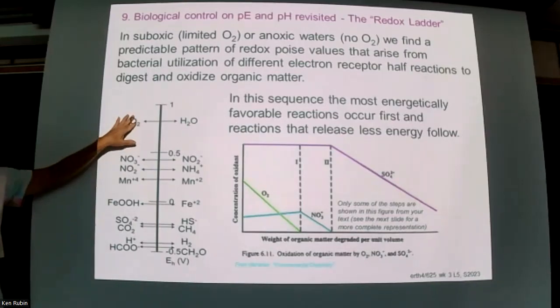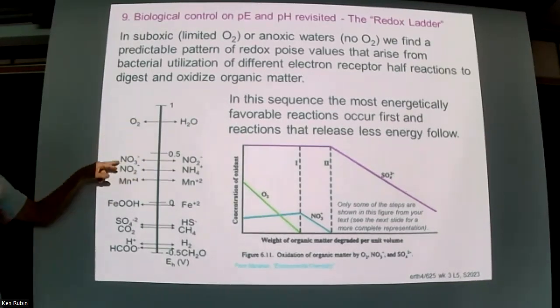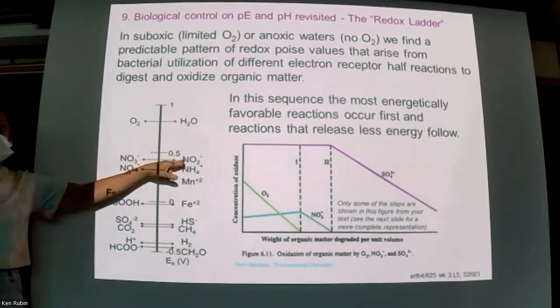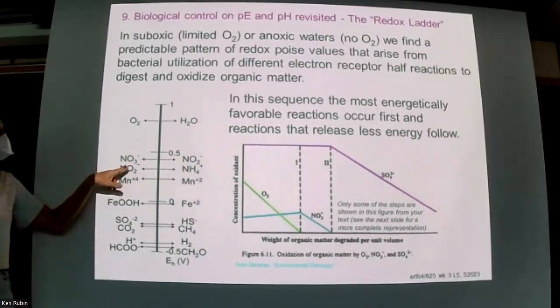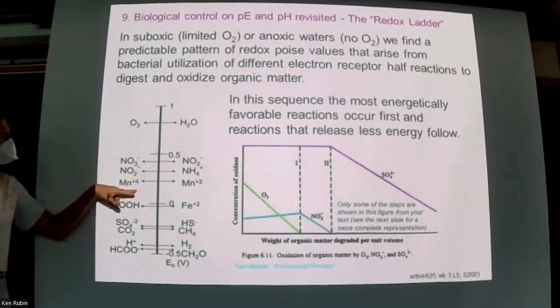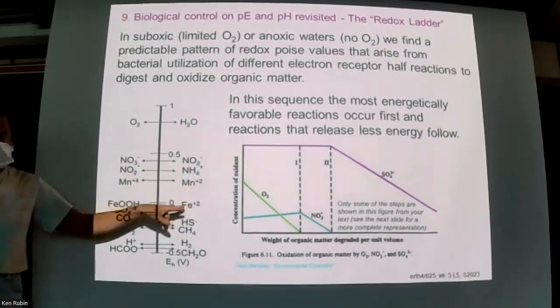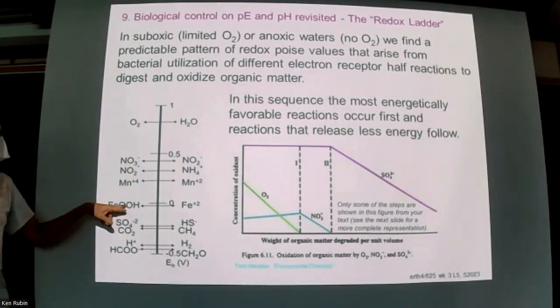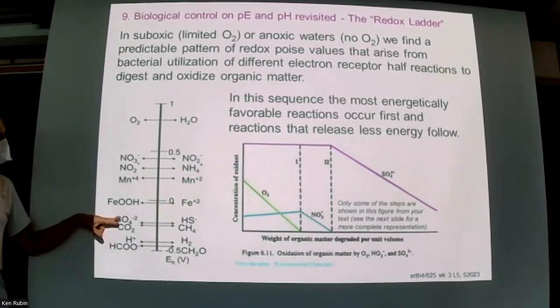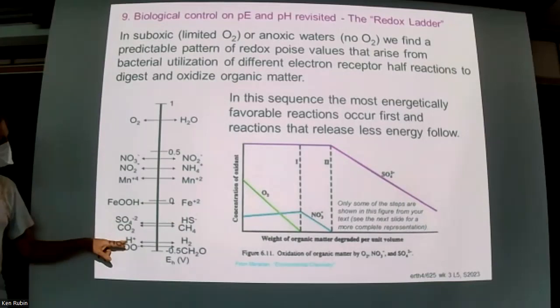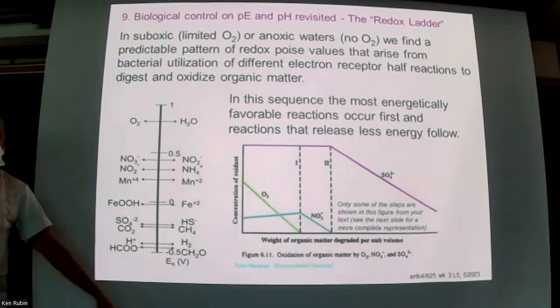But when the oxygen goes away, the next most common thing we find is what we call nitrate reduction, which can first be nitrate to nitrite. Then we have nitrite reduction, which is nitrite to ammonium. Manganese reduction, its common oxidized form is +4, its reduced form is +2. Then iron, as iron +3 oxyhydroxide to iron +2. Sulfate to sulfide, CO2 to methane, hydrogen ions to hydrogen.